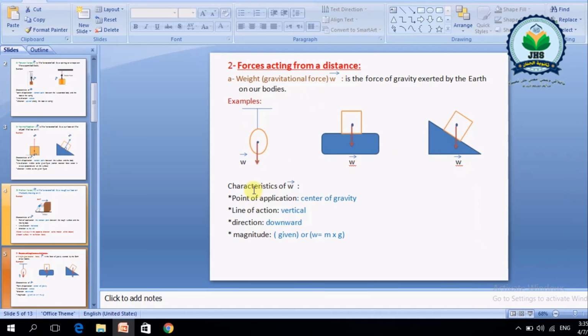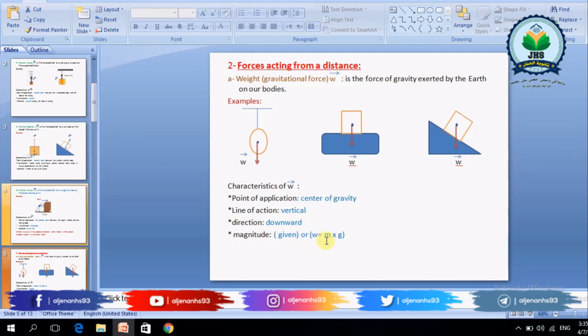The characteristics of weight. The point of application: here there is no contact, so from where is the weight force applied? If we have no contact point, it's applied from the center of gravity. What about the line of action? As you know, the weight, the gravity, is always vertical and its direction is always downward. What about the magnitude? It will be given in the exercise, or you should calculate it by using the rule: weight equals mass times gravity.